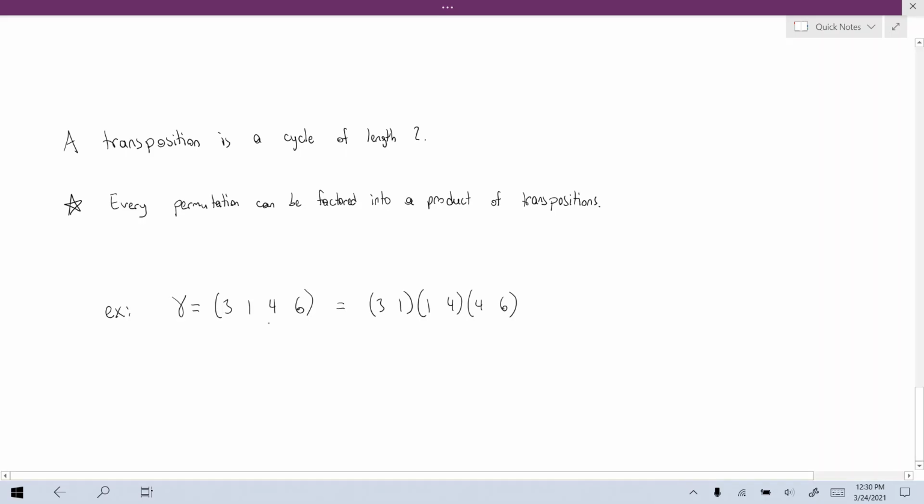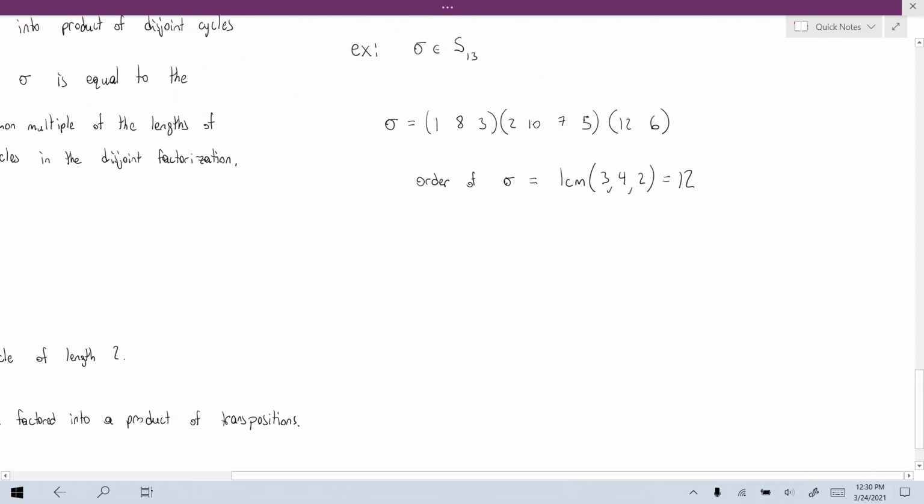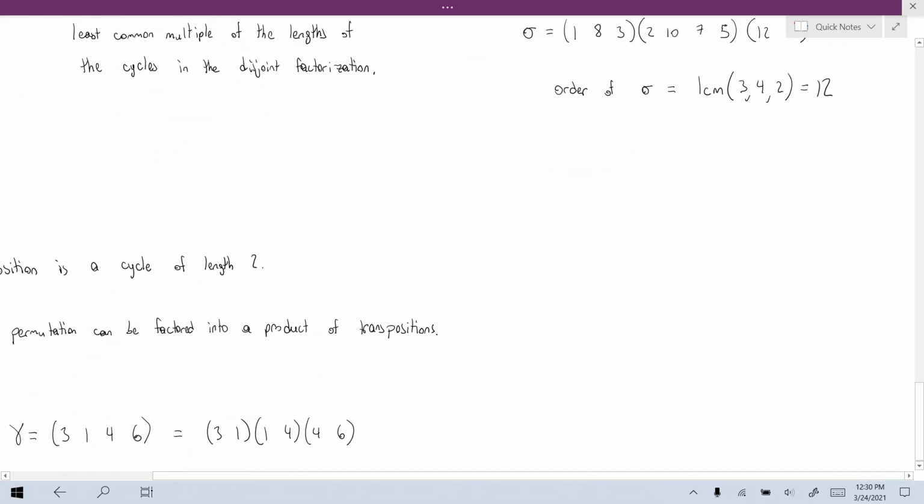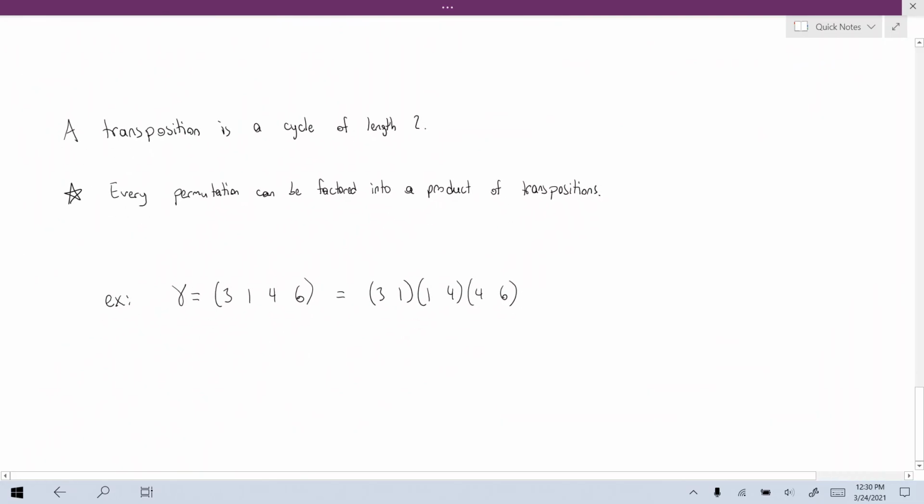And you can do this for any cycle to factor it into a product of transpositions. So now let me take this example of this permutation sigma, which we have written as a product of cycles.